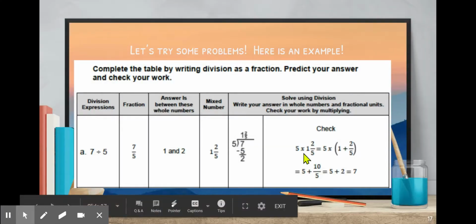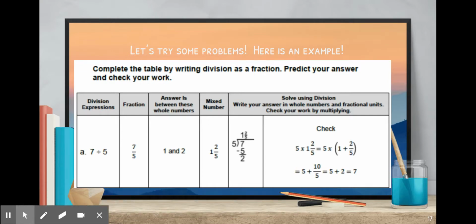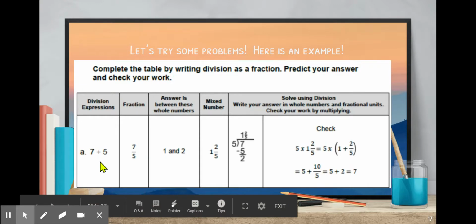Let's try some problems together. Here is an example from our table. Notice the table has several different columns, and you're going to fill in each of those columns. They really are all just a different way of saying the same thing. The first column is for the division expression, so 7 divided by 5. The second column is for a fraction. We know 7 divided by 5 is 7/5.